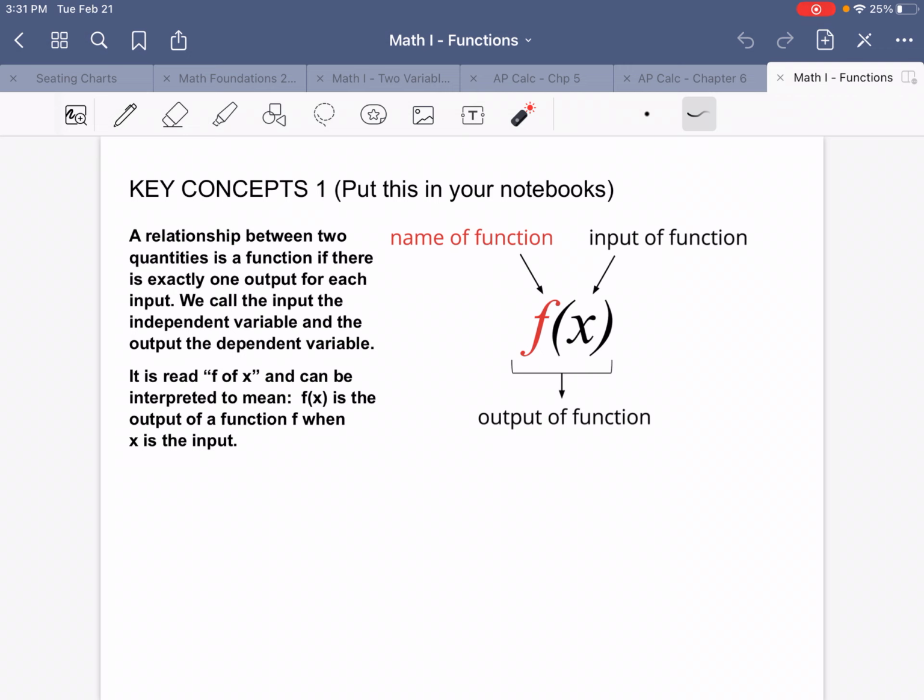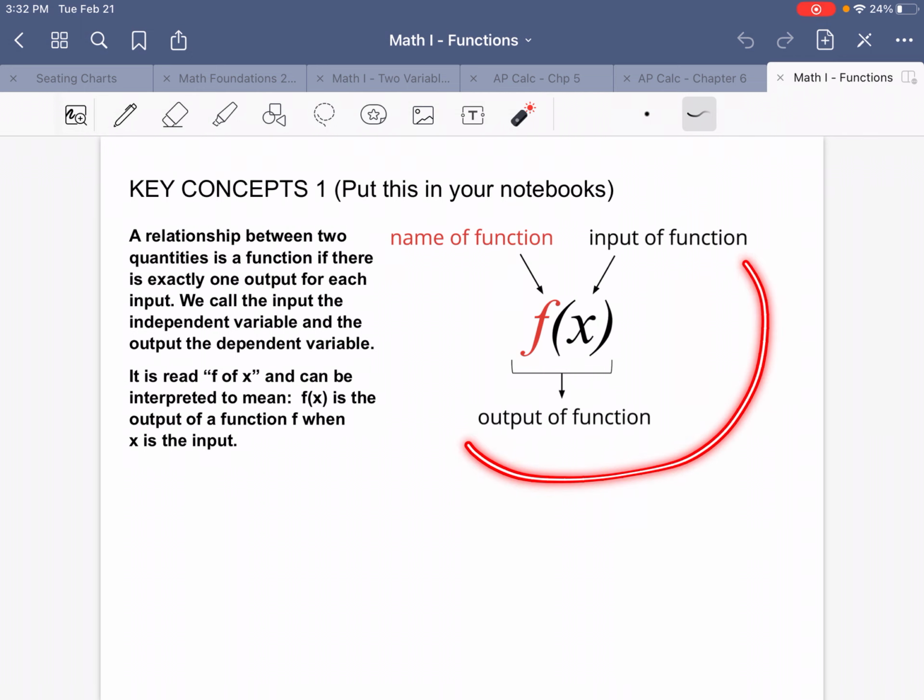First of all, a relationship between two quantities is a function if there's exactly one output for each input. We call the input the independent variable and the output the dependent variable. I've said this many times. You need to know this. It is not a function if there are multiple outputs for the same input.